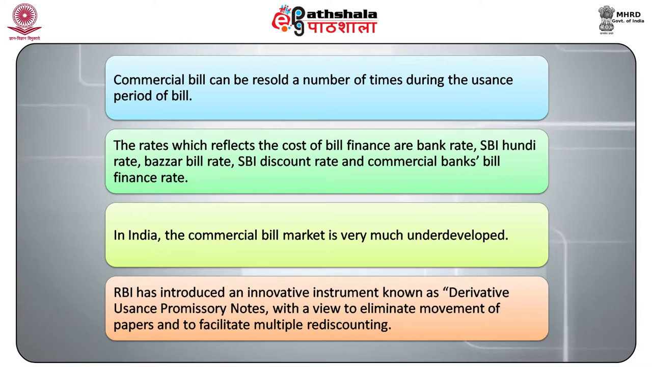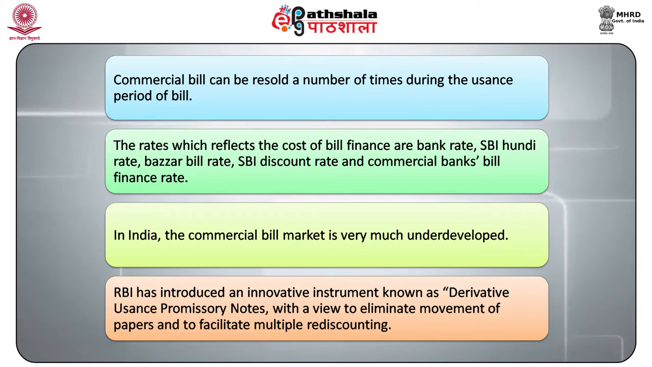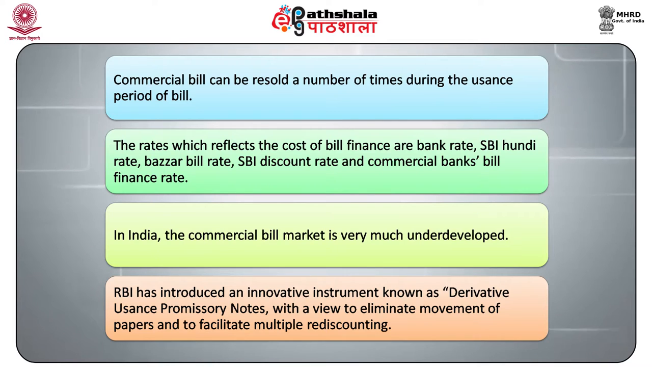In India, the commercial bill market is very much underdeveloped. RBI has introduced an innovative instrument known as derivative usance promissory notes with a view to eliminate movement of papers and to facilitate multiple rediscounting.